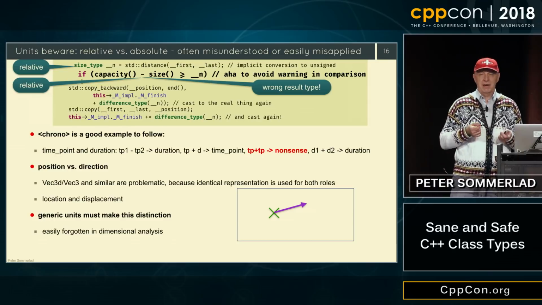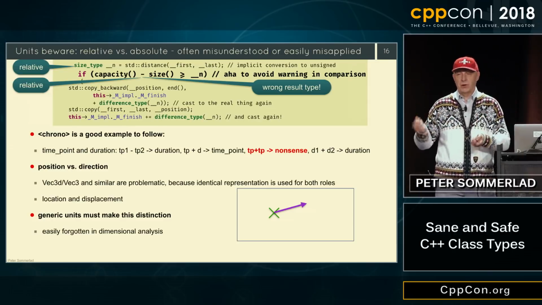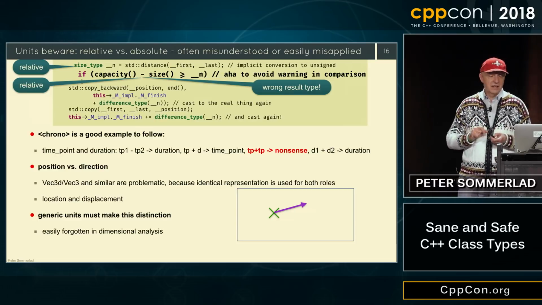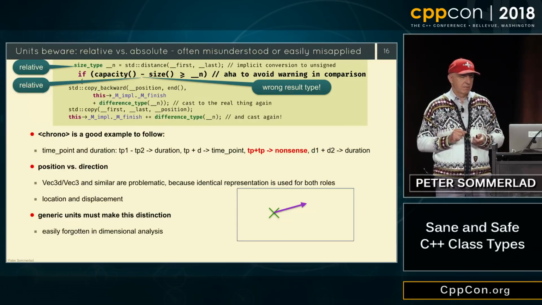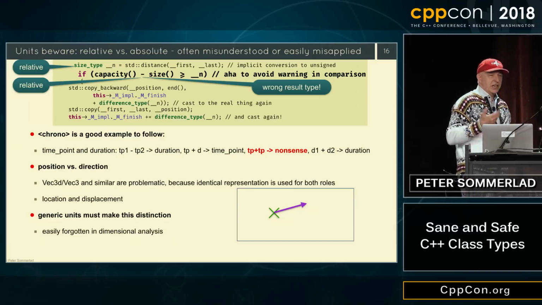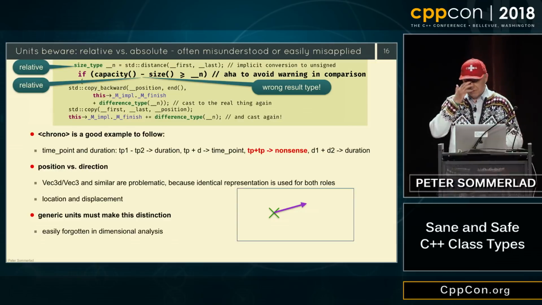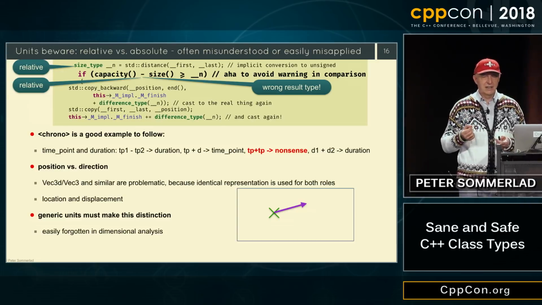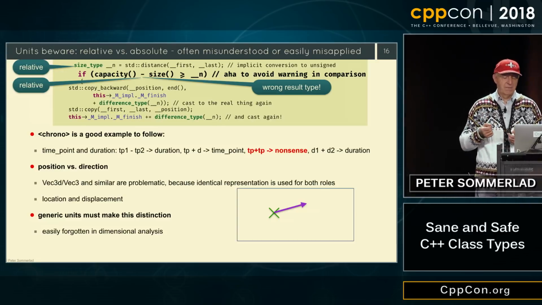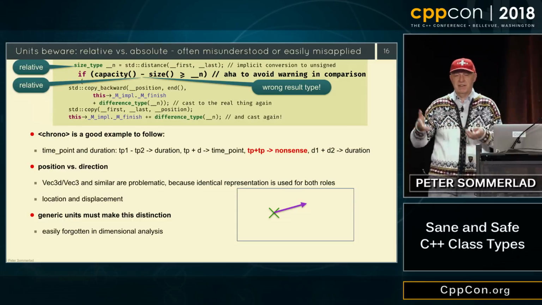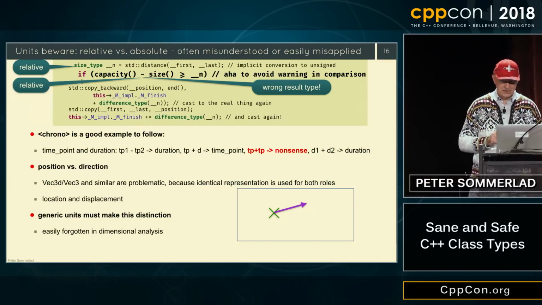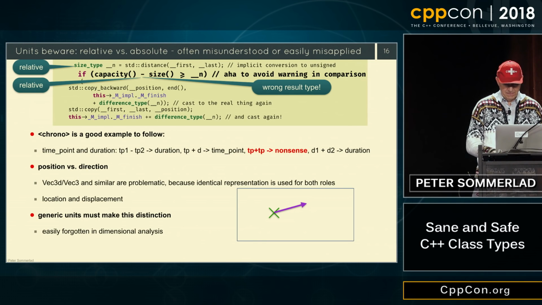And it might not make sense to add 2 absolute points, but it might make sense to subtract them to get the displacement between them. If you model generic unit frameworks, it's very hard to make that distinction correctly, especially when you do dimensional analysis. You end up with the same dimension, but with different meanings. So that's a hard part to solve in any generic units framework.